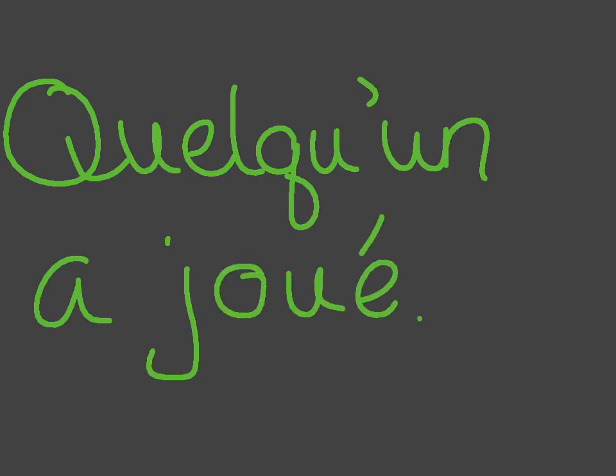What if we said, quelqu'un a joué? Okay, somebody played. How would we make this negative? What are we going to start with? Correct. We start with personne. And then what? Great. The negative. Okay. And then what would come after that?